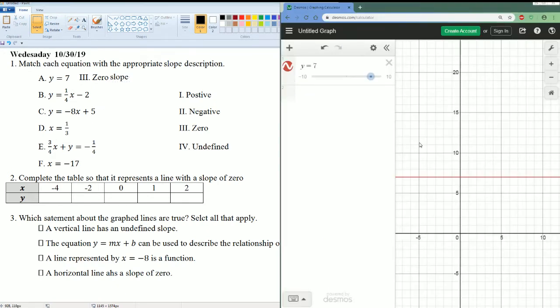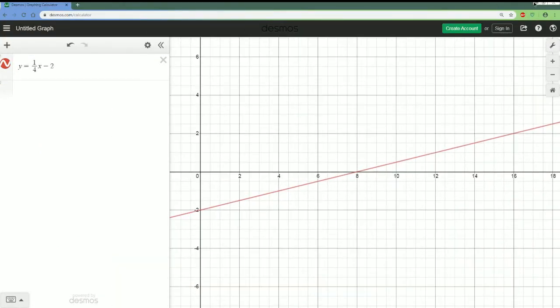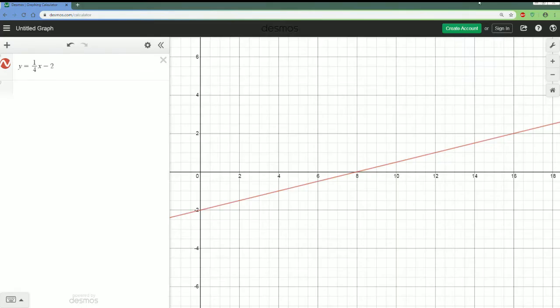Good. Next one. Let's graph the next one. Y equals 1 divided by 4 X minus 2. Okay. Oh, looks like it is going up. So we would say this one has a positive slope. Okay, good. And it makes sense because if you look at the slope value here, it's 1/4. That's a positive number.